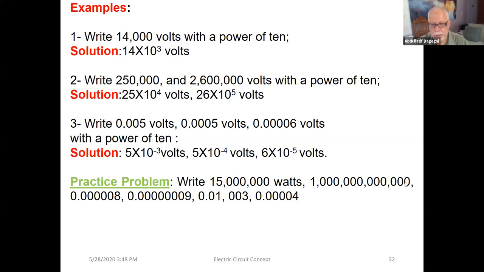Now this one, we count 3, 6, 9, 12. So it would be 1 multiplied by 10 to the power, how many zeros do we have again? It's 12 zeros.